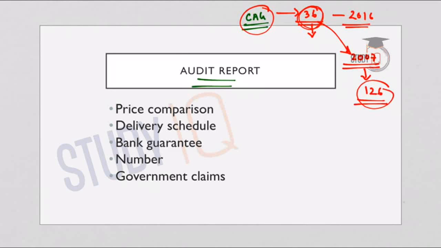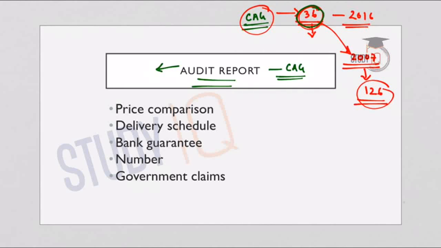Now let us see what the highlights of the report submitted by the CAG to the Parliament were. If we look at the general conclusion of the CAG report, it says that the 2016 agreement, that is the purchase of 36 jets, is slightly better in terms of both pricing and delivery than the 2007 deal.